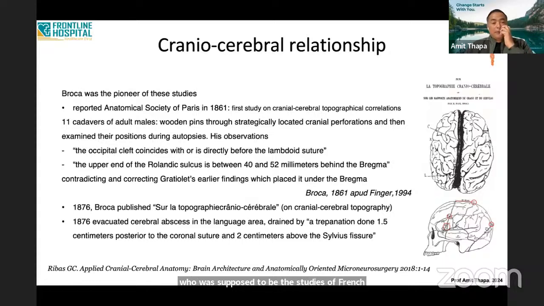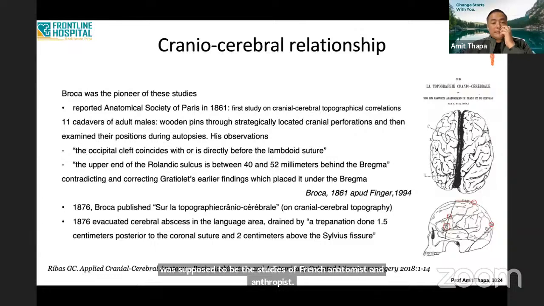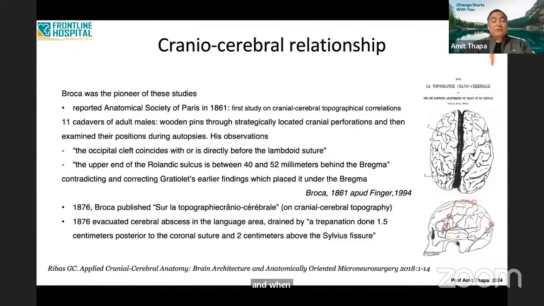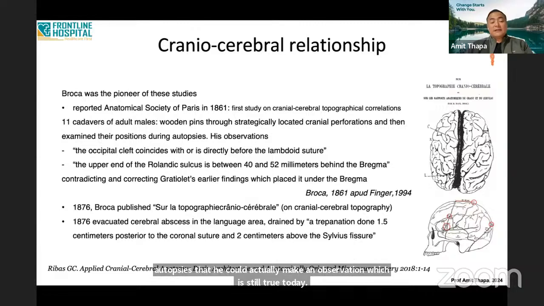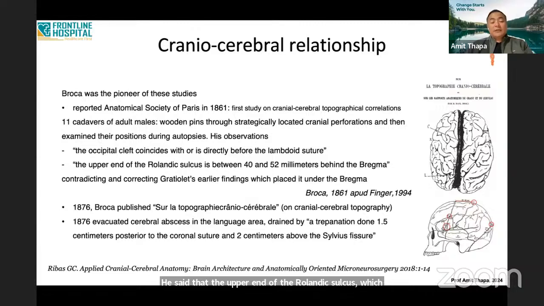In 1861, he reported the first study of craniocerebral topographic correlation, where he very strategically placed wooden pins through cranial perforations and then examined their position at autopsy, so that he could make an observation which is still true to date. He said that the upper end of the Rolandic sulcus, which we now call SRP, or superior Rolandic point, is between 40 to 50 millimeters behind the bregma, which is so true to date, as are a lot of other things he said.